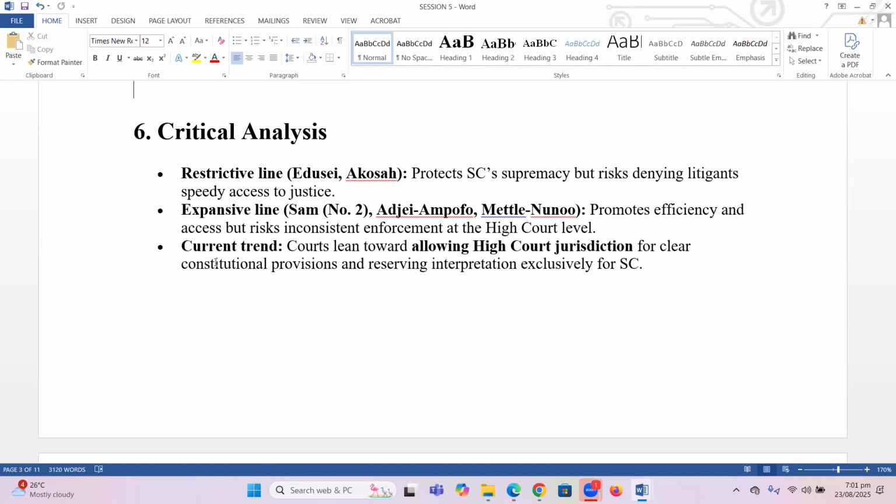But one would also argue that if you look at the other side, where it said that yes, the particular court, including like the High Court, could go ahead and actually deal with it without actually having to go to the Supreme Court, one would argue that promotes efficiency, and that's it. But then there's also the risk that you can have inconsistency of enforcement at the High Court.